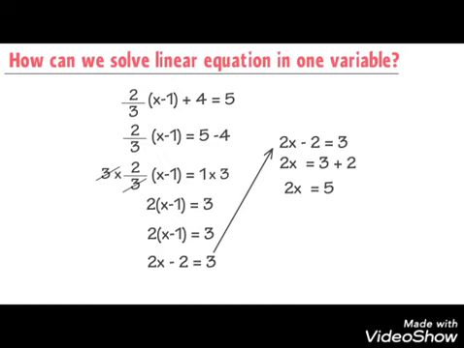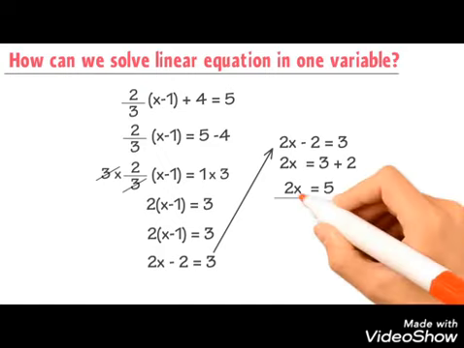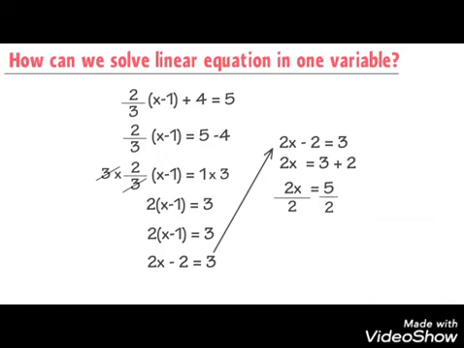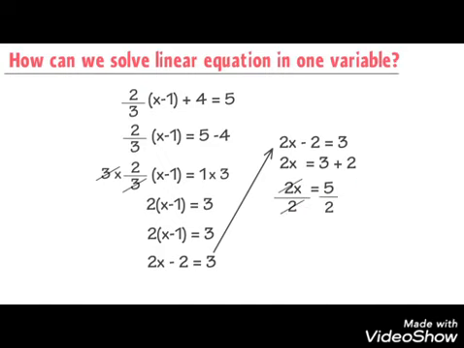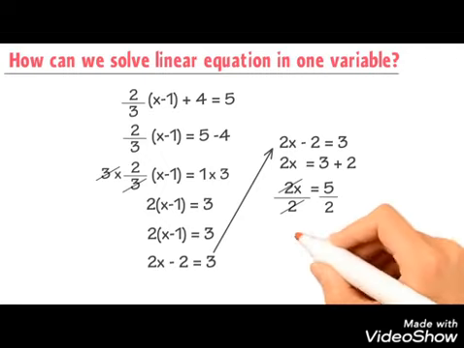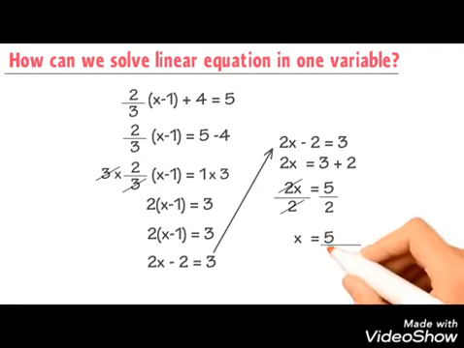So dividing both sides by 2, 2x divided by 2 is equal to 5 divided by 2. 2 and 2 are again cancelled out. As a result, we get x is equal to 5 divided by 2.